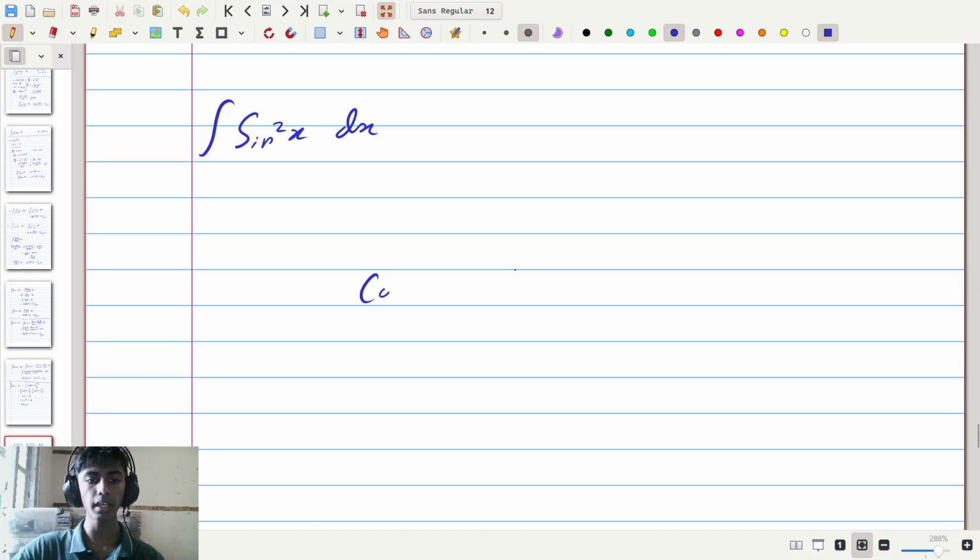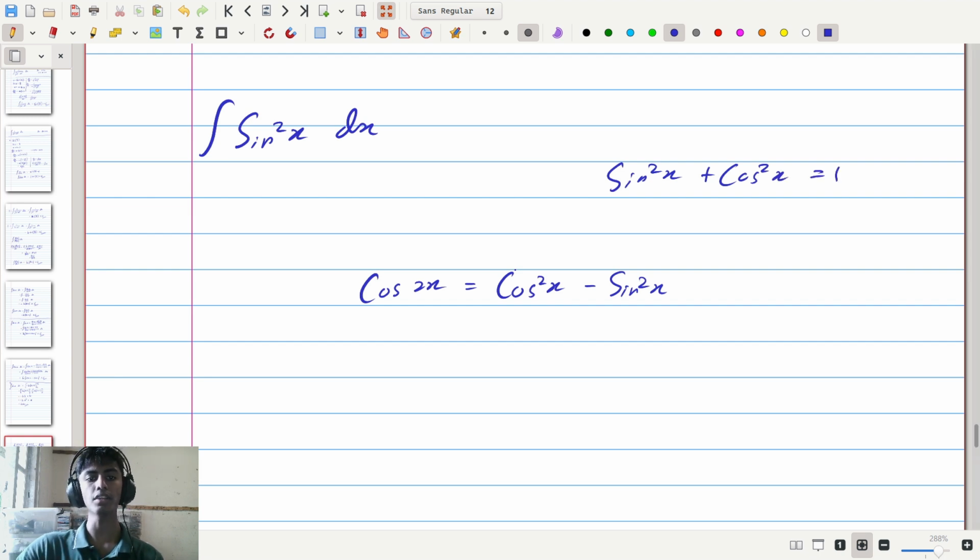We know that the cosine of 2x is equal to the cosine squared of x minus the sine squared of x. We also know that the sine squared of any angle x plus the cosine squared of that angle x is equal to 1. Using these two identities, we can derive another two forms of the cosine of 2x. For the first one, let's consider this equation and take the cosine squared of x to one side.